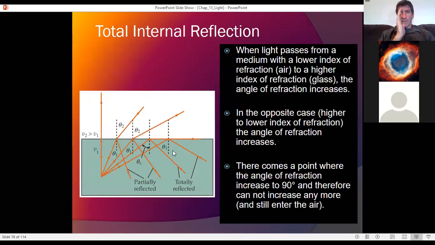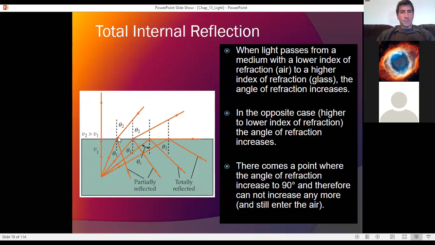Now, when light comes directly toward a reflecting surface, it'll bounce right back. The angle of incidence is equal to the angle of reflection. Some of the light, if it's transparent, will go through, as we can see right here. Light goes in, some of it reflects, some of it goes out.